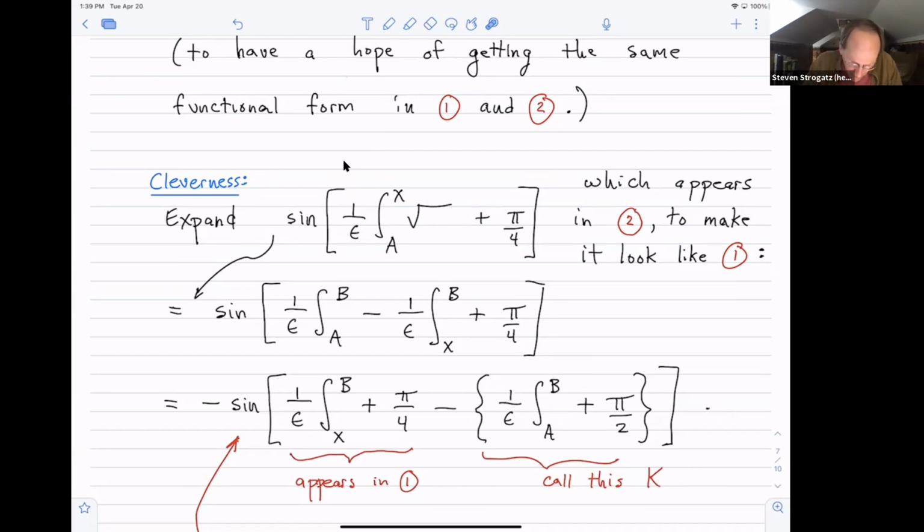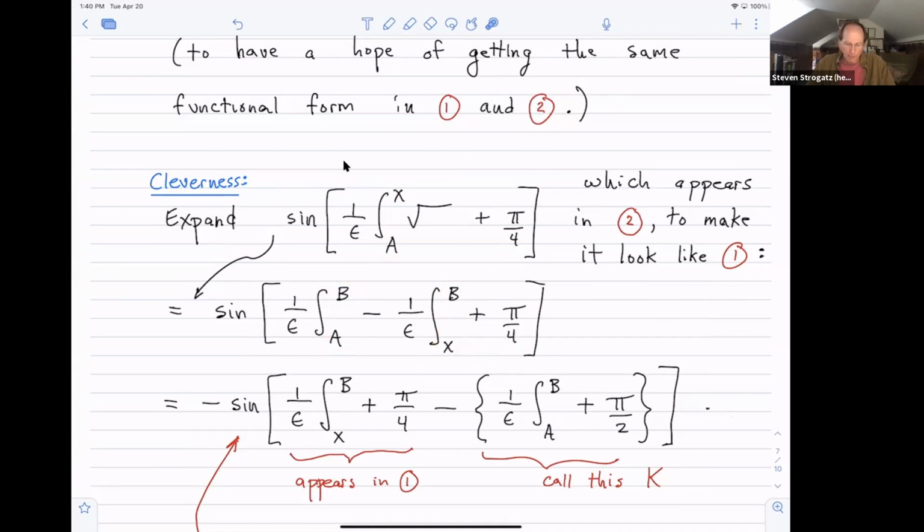But as I say, the x dependence is this in equation 2 and this in equation 1. And I can make equation 2 look like equation 1 by doing this little maneuver. So what have I done? I've kept the plus pi over 4. Nothing's happening with that. But what I did was say that if I integrate from a to x, that's the same as integrating from a to b, and then subtracting what I get by going from x to b. That amounts to just going from a to x.